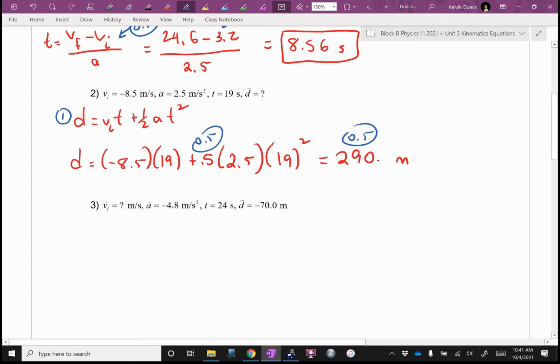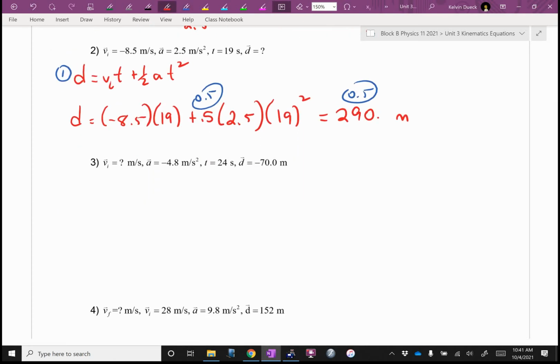Number 3, I think it's going to be the same equation, D equals VIT plus a half AT squared. But now I'm going to get the VI by itself. Well, how am I going to do that? What side is the VI on? So what's going to drop down? Yep. What's right next to the VI?